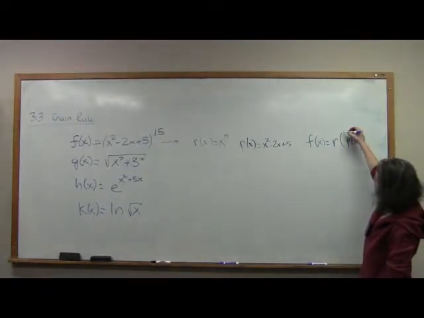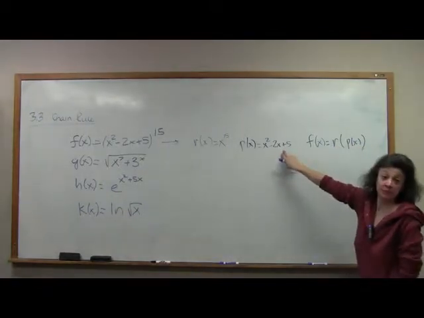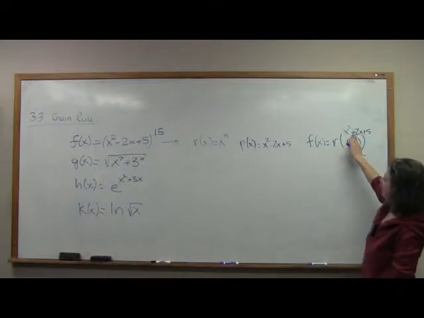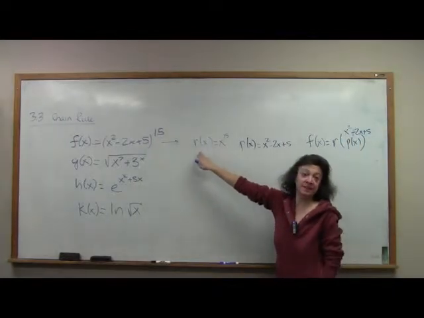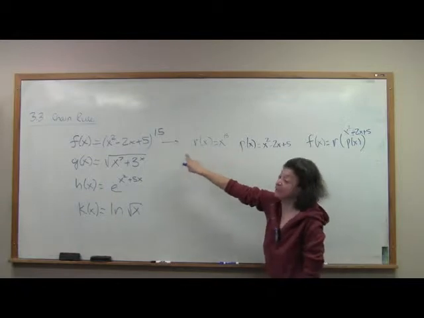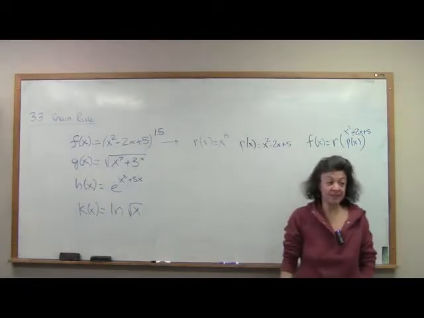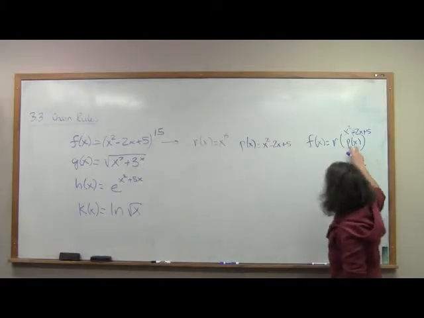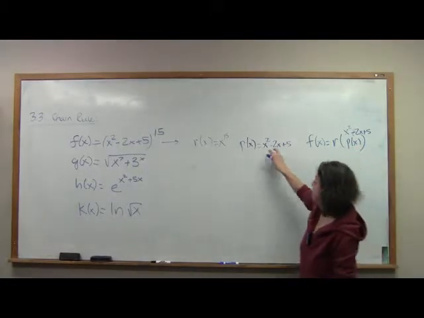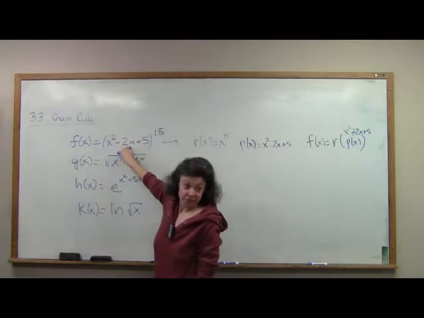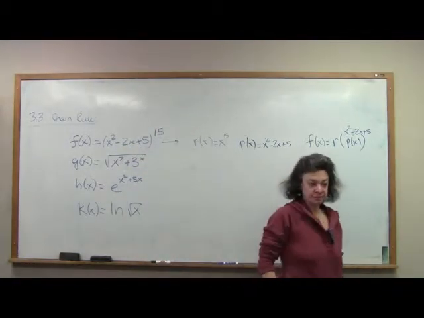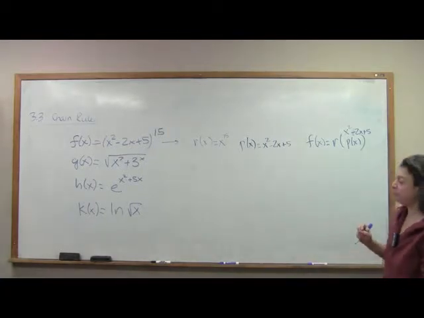Well, you work inside out. In other words, we take what we define p of x to be, x squared minus 2x plus 5, and then everywhere where we see an x in our function r, we plug this in, and I claim you get f of x. So in this case, my p of x is my inner function and my r of x is my outer function. Keep that inner and outer in mind.